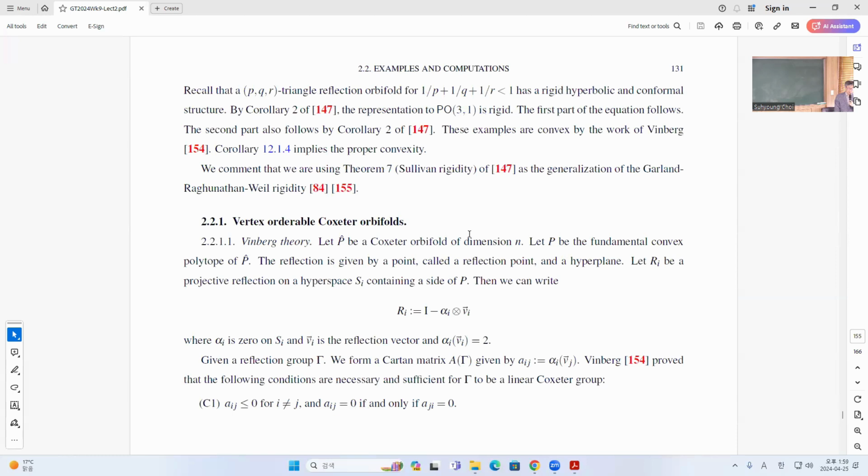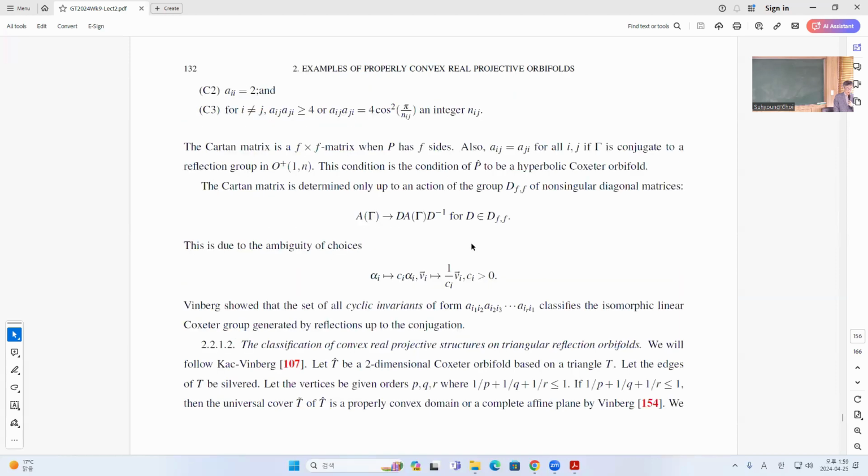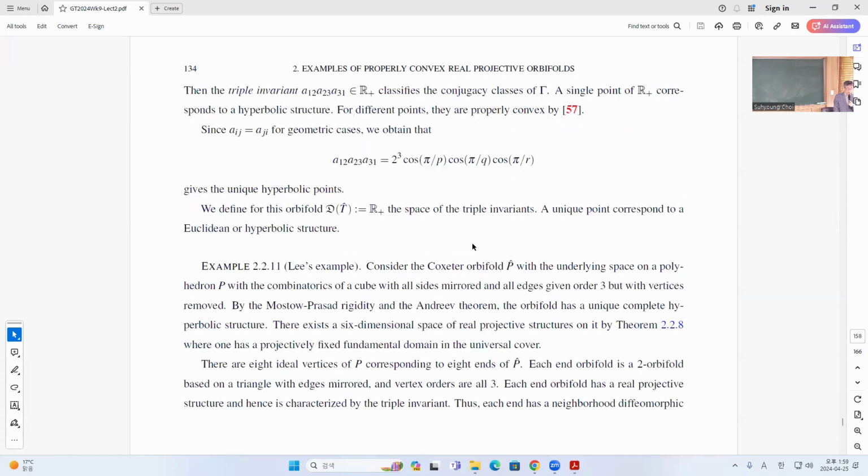Okay, and then also we do the vertex order. So this is what we'll be doing later, so I will skip that.